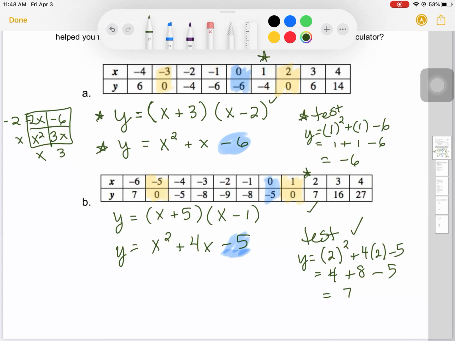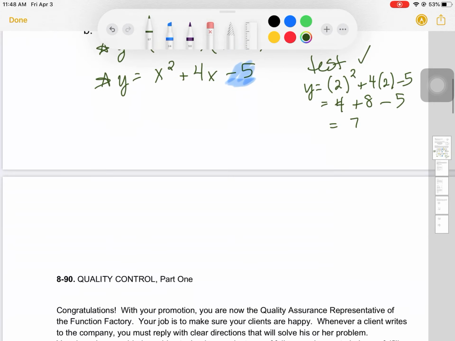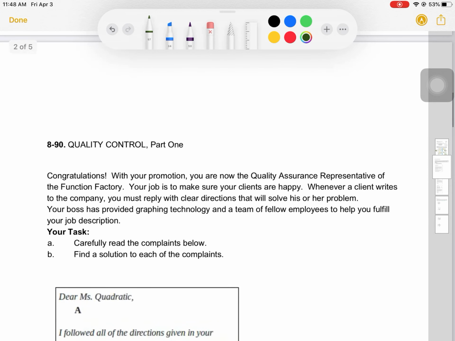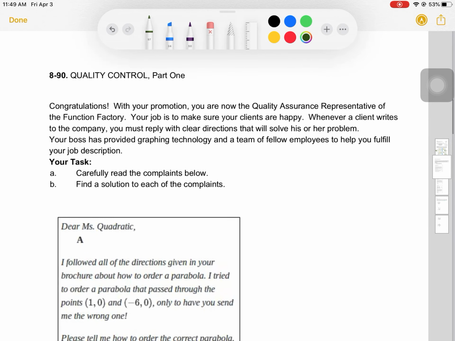So given a table, if you can see the x-intercepts, you can certainly reverse your thinking with the zero product property, which is what we did, and write an equation that way, both in factored form and in standard form. All right, so moving on. We're going to look at problem 90 now.